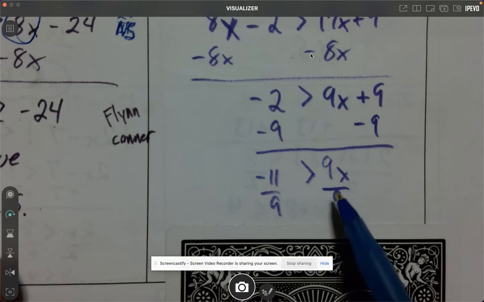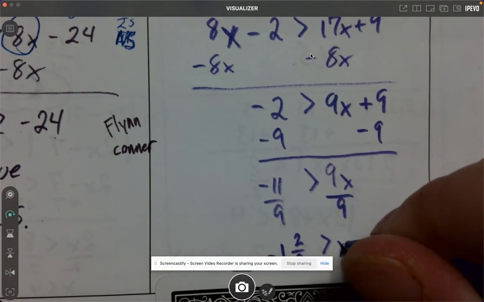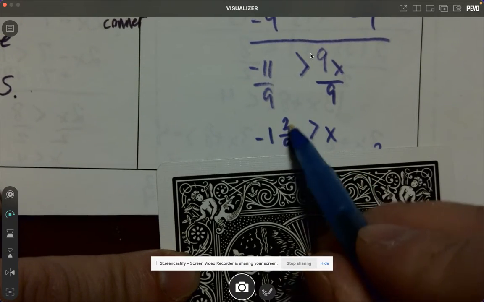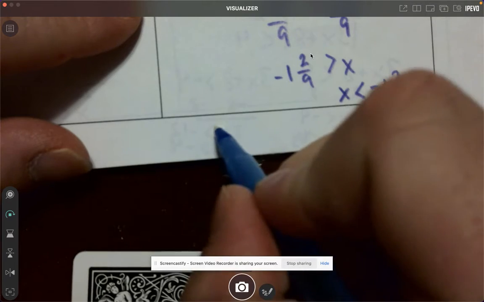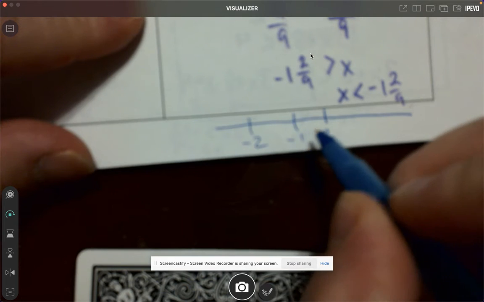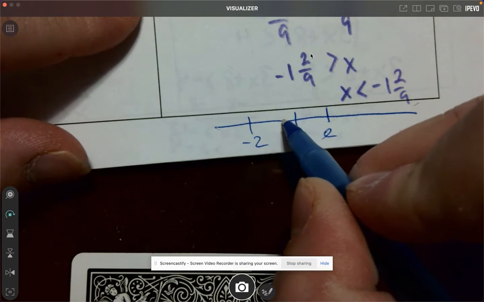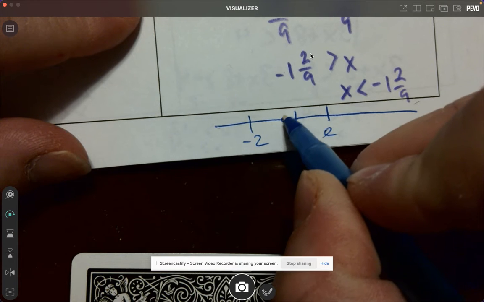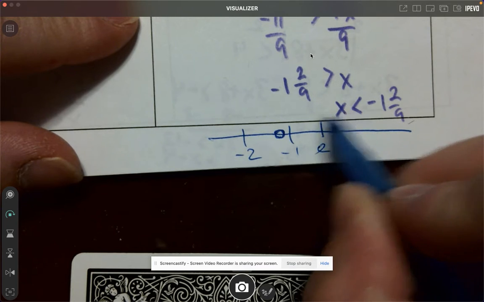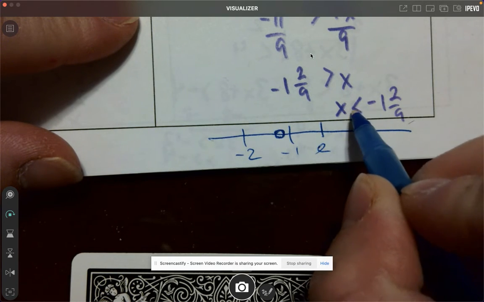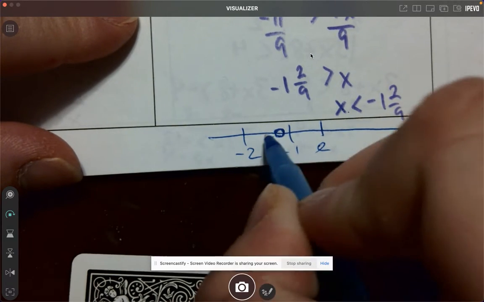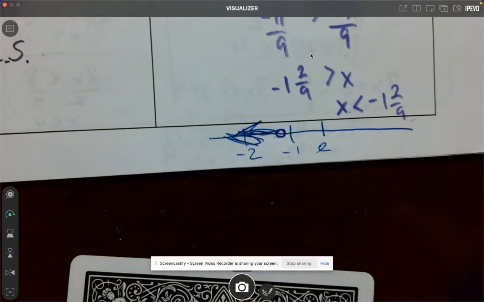X is, again, reading it from this direction, x is, remember, like if you're shading this, x is less than -1 2/9. So if I was to shade this, and here I am at 0, -1, -2, and so -1 2/9 is, I don't know, maybe like somewhere right here. It's an open dot. But again, I'm less than because in order for my arrow to show me which way to shade, my variable has to be on the left. So therefore, I am shading less than, which is this direction for that solution.